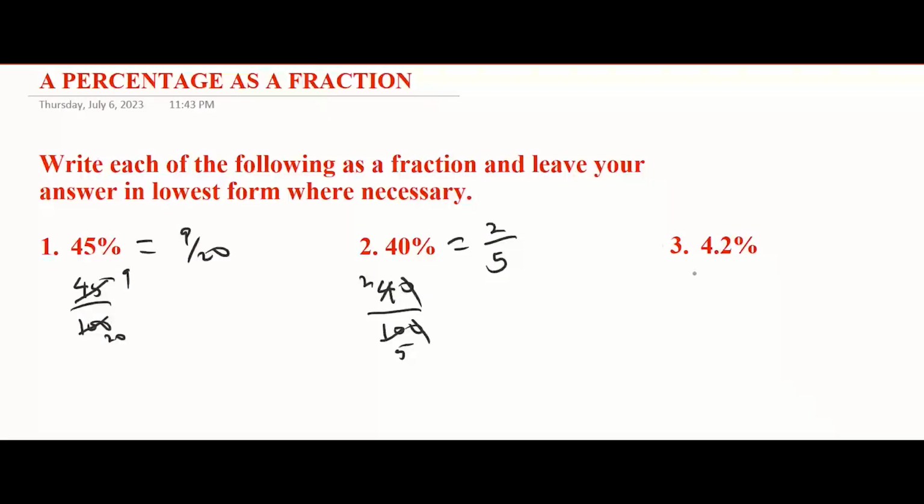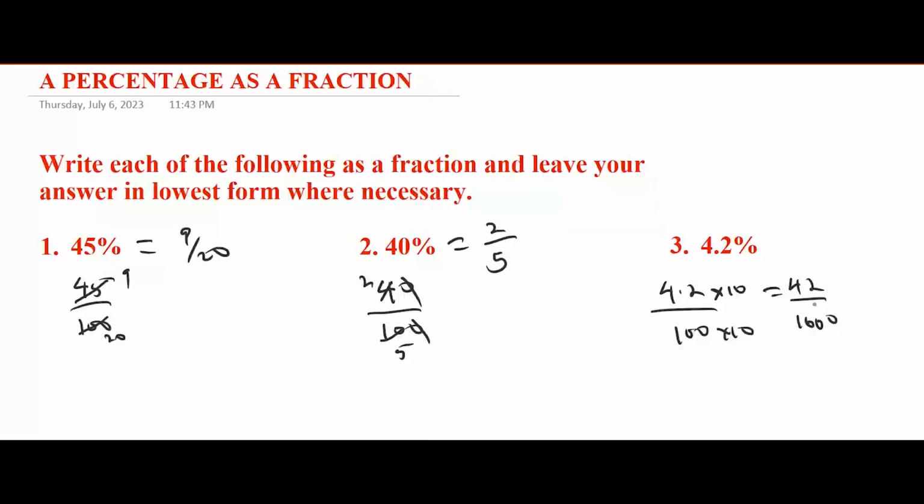Then the last one, which is the third one, is 4.2 out of 100. So we cannot divide like this. What we need to do is to shift the decimal point to the front of 2 so that we have 42. That means we need to multiply the numerator and the denominator by 10, because that is when the decimal point will come to the front of 2 and it will be 42. So we now have 42 out of 1,000. Then it is easy for us to do this.